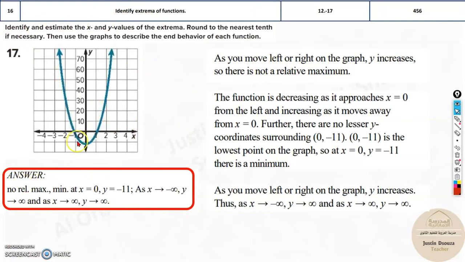The graph will be given. You just have to check whether there is a maximum or minimum. Sometimes there may not be a relative maximum or relative minimum. You should say no, it is not there. Otherwise, you'll get the answers. Look at the graph. Where is the dipping point? Dipping is always minimum. If it was like this, turning, it is a maximum point.